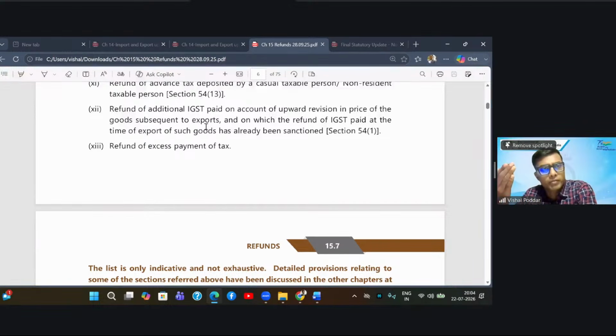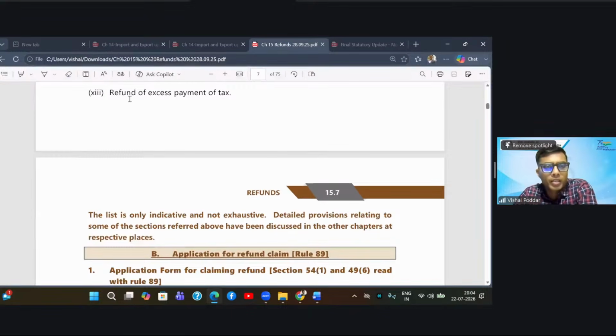So what you have paid tax on export, that you took refund in the first point. But let us say after export, after a few days or a month, there is some upward revision in price. Now here you're only issuing an invoice with the upward revision in price or a debit note as per the provisions of GST. Now whatever is the GST paid on this upward revision amount, that again you can claim as refund. And then last is refund of excess payment of tax.